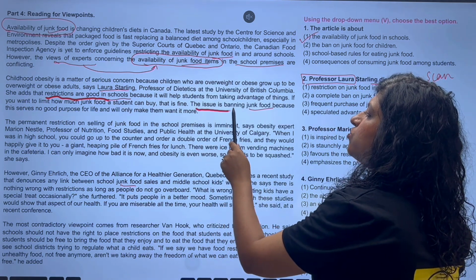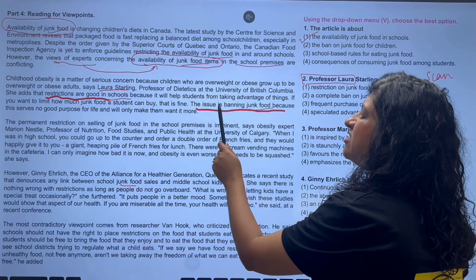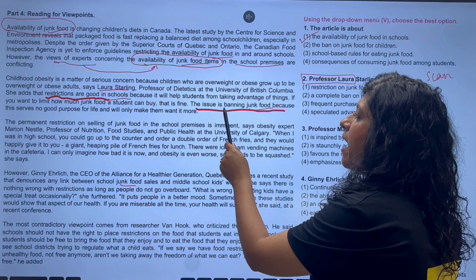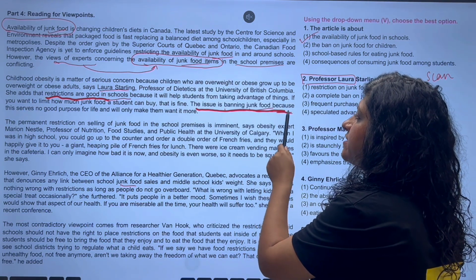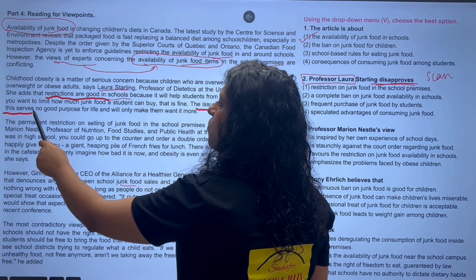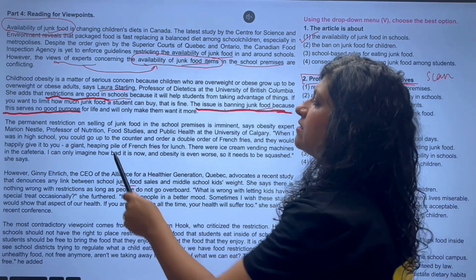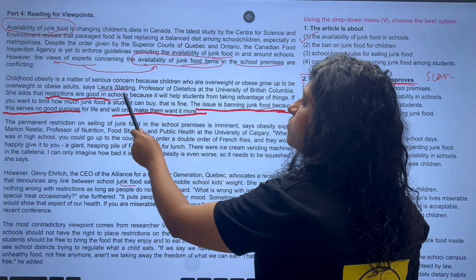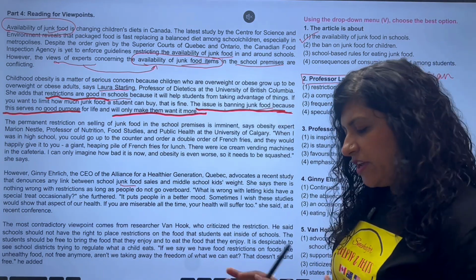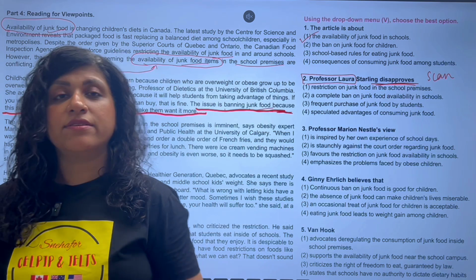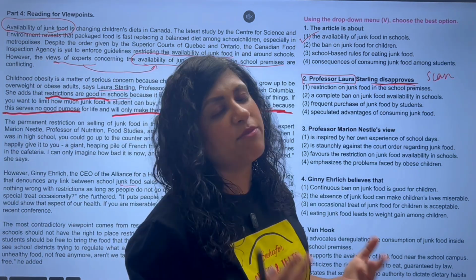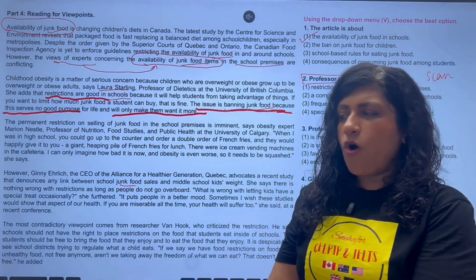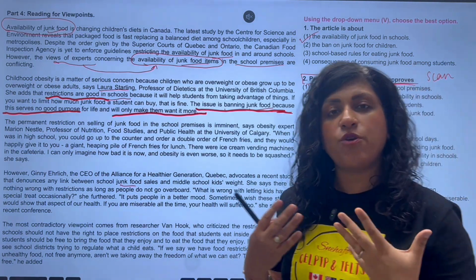Then she says the issue is banning junk food. Now, when she says the issue is banning junk food, that means she is not in favor of a ban on junk food. And she has this reason because this serves no good purpose. That means it's of no use and will only make them want it more. Them here refers to children, to students. So she is saying that we can place restrictions, that's okay, but the complete ban should not be there because it serves no good purpose, it's of no use. It will only make students want more junk food. This is the viewpoint of Professor Laura.